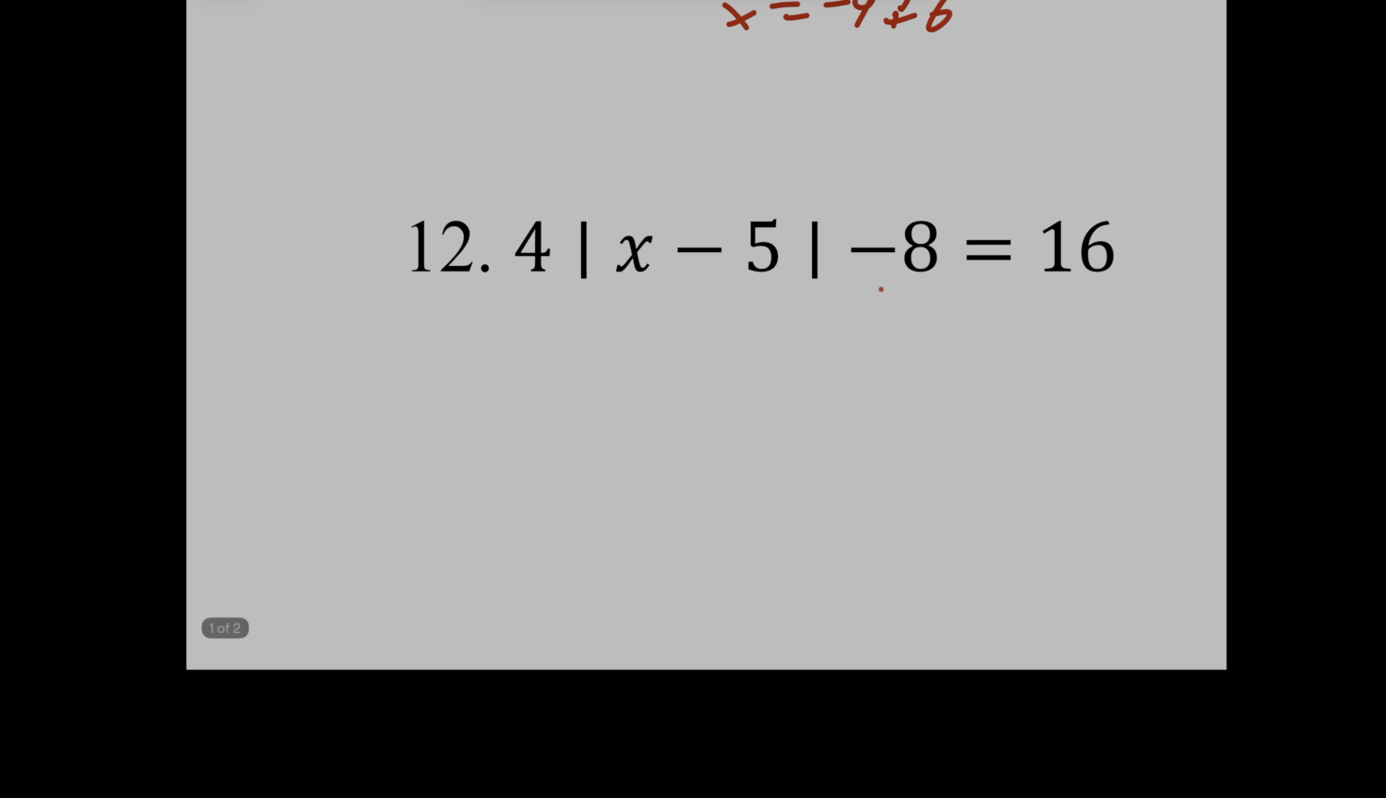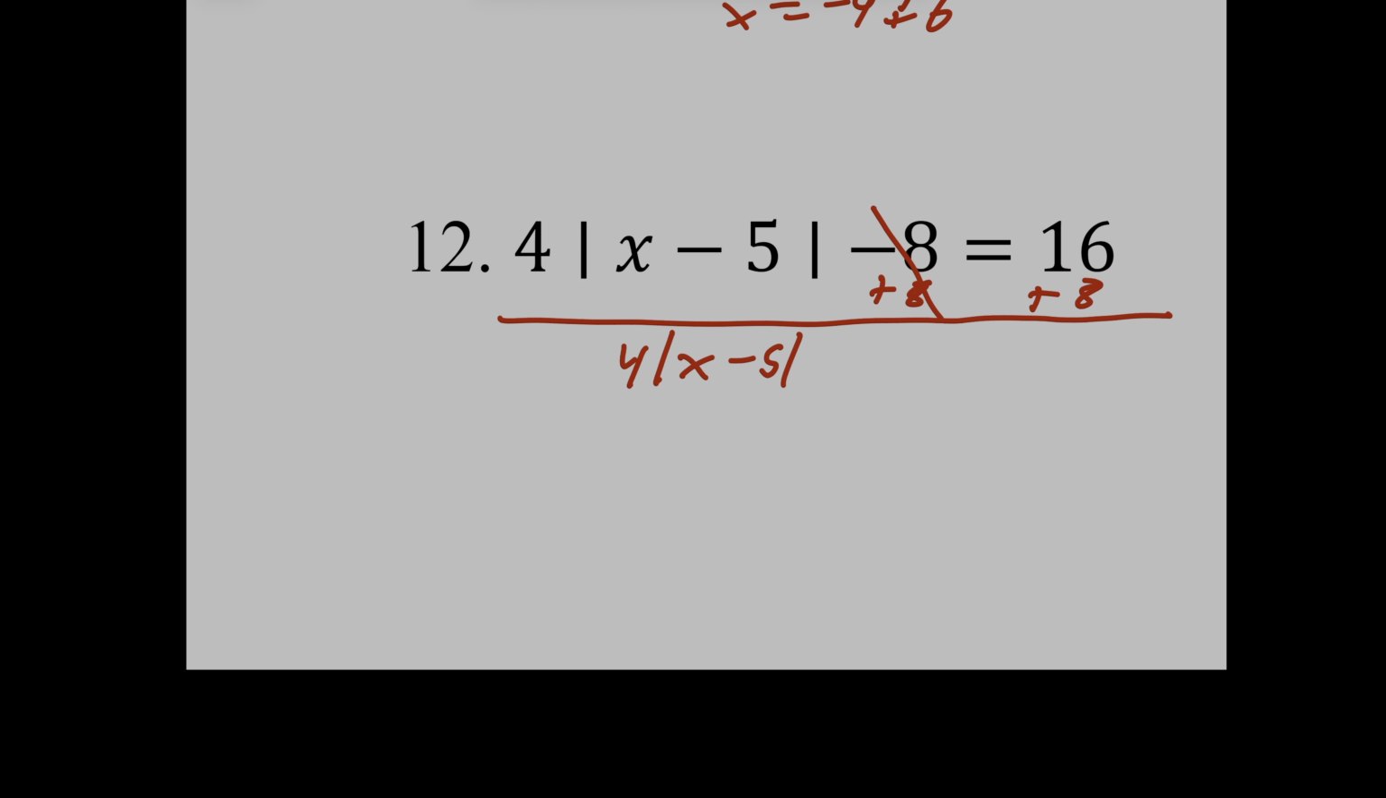Wow, there's a lot going on here. Okay, step number 1 is I got to get rid of that 8. Always do your pluses or minuses first to get rid of stuff. Okay, so we got 4, not parentheses, sorry, absolute value of x minus 5 equals 24. Now we're going to divide, not by 2, we're going to divide each side by 4. Boom. And I get absolute value of x minus 5 equals 6.